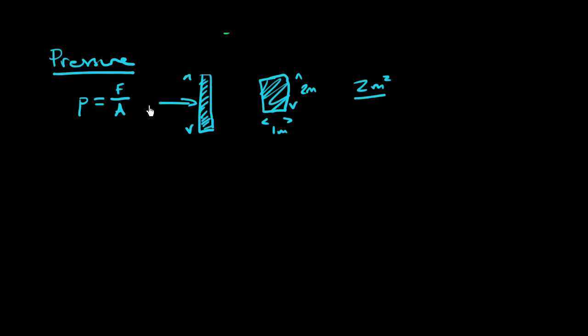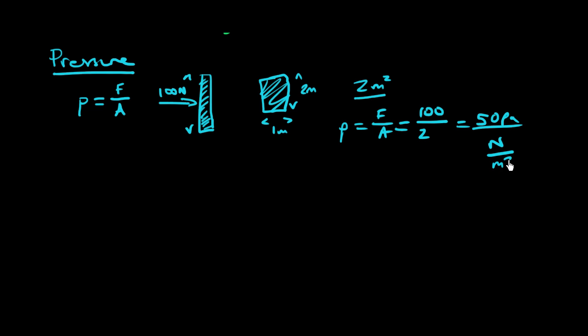So the idea of pressure applies to a force applied onto an area like this. If this force was 100 newtons, to work out the pressure it would just be force divided by area, which is 100 newtons divided by an area of 2 meters squared. So the pressure would be 50 pascals, which is the unit of pressure. A pascal is the same thing as a newton per meter squared: newton from the force and meter squared for the area.